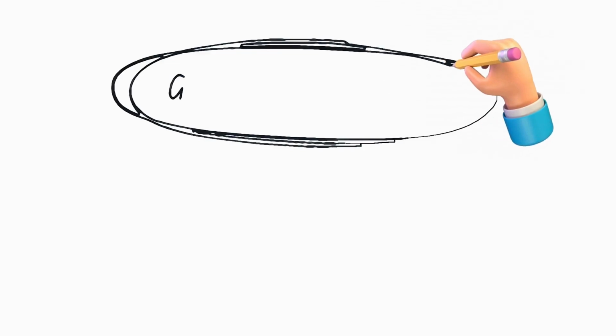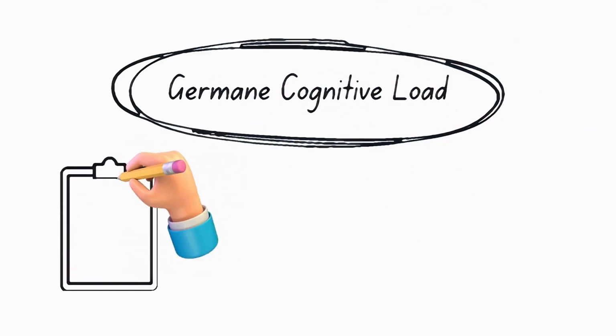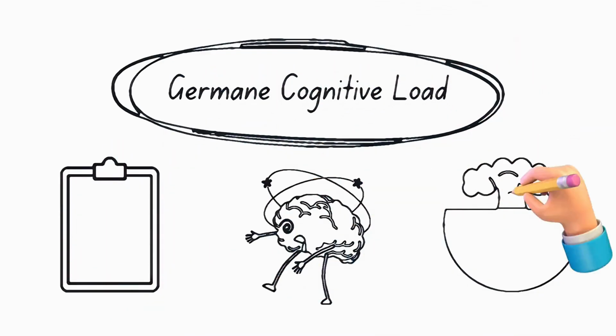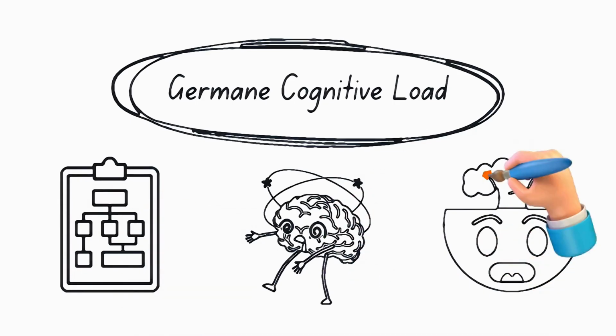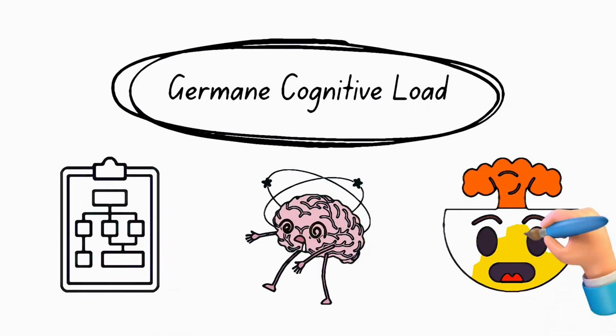Finally, we have germane load, which is the mental effort we put into creating and organizing our mental structures, our schemas, that help us understand and remember information.